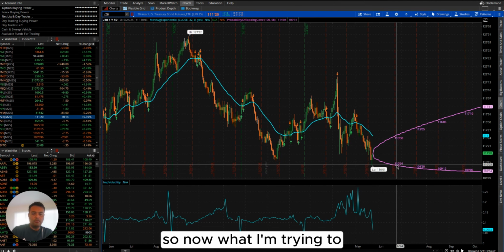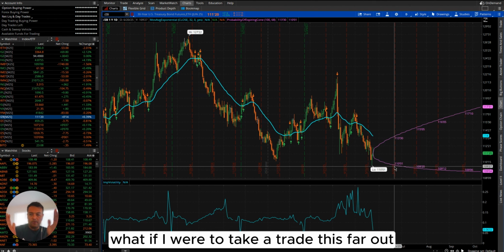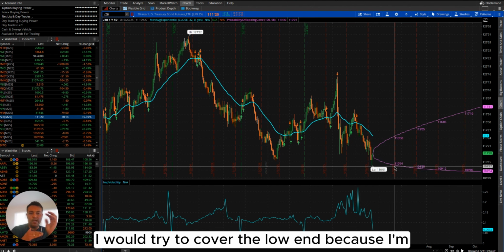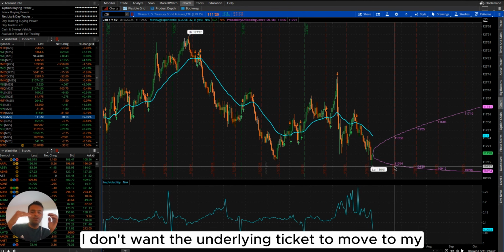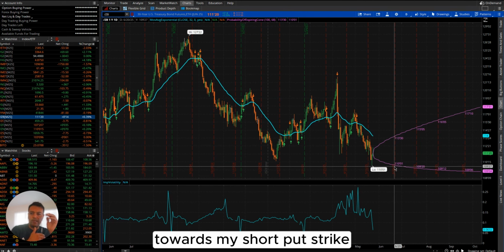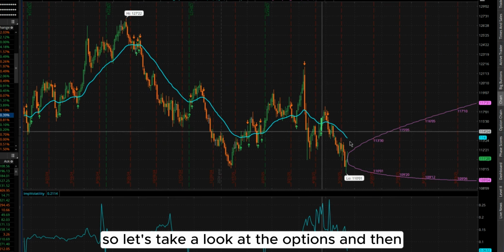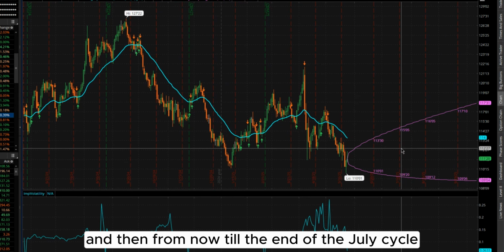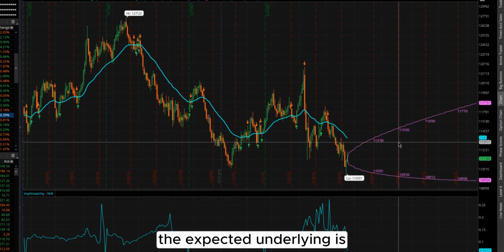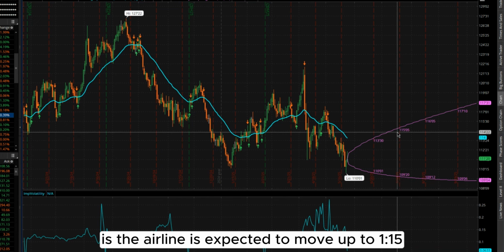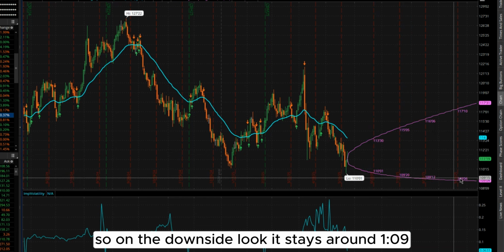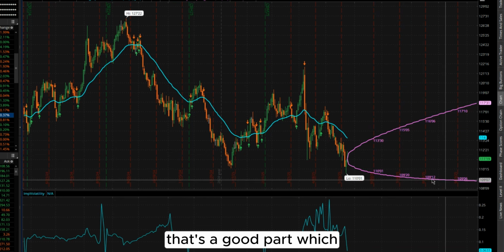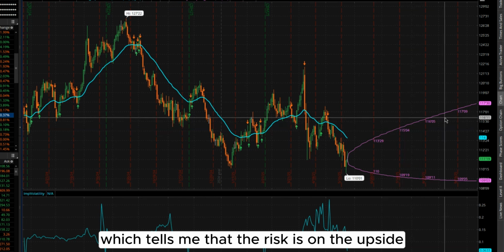Now what if I were to take a trade this far out? I would try to cover the low end because I'm selling the put side. I don't want the underlying ticker to move too much towards my short put strike. So let's take a look at the options. From now till the end of the July cycle, the underlying is expected to move up to 115 and then down to 109. On the downside, look, it stays around 109. That's the good part, which tells me that the risk is on the upside.